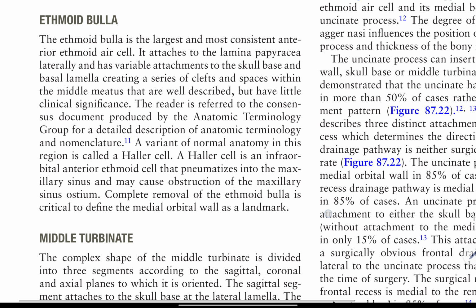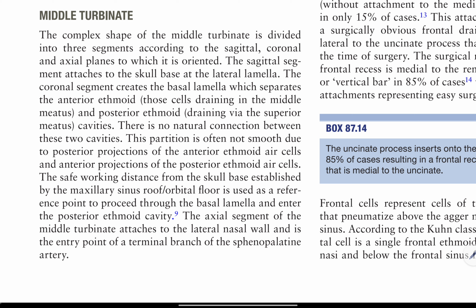Middle turbinate. The complex shape of the middle turbinate is divided into three segments according to the sagittal, coronal, and axial planes to which it is oriented. The sagittal segments attach to the skull base at the lateral lamella. The coronal segments create the basal lamella, which separates the anterior ethmoid cells draining in the middle meatus, and posterior ethmoid cavities draining via the superior meatus.